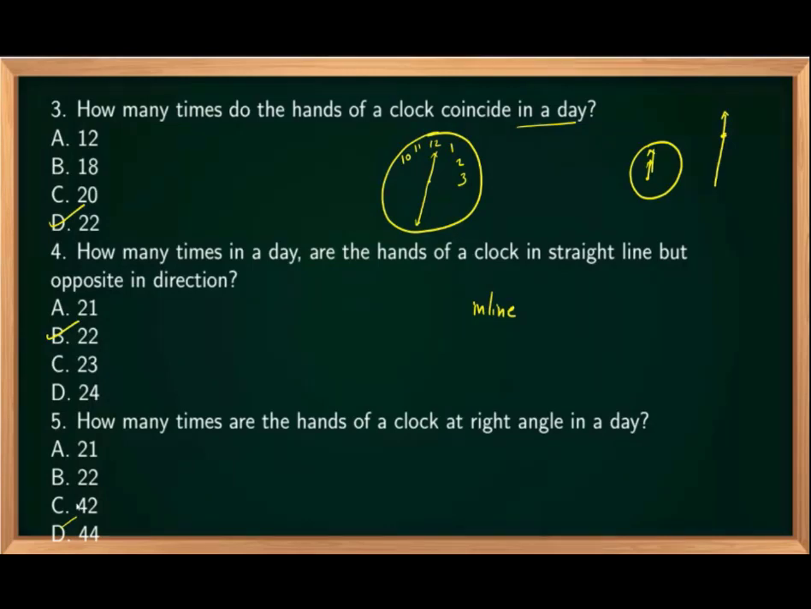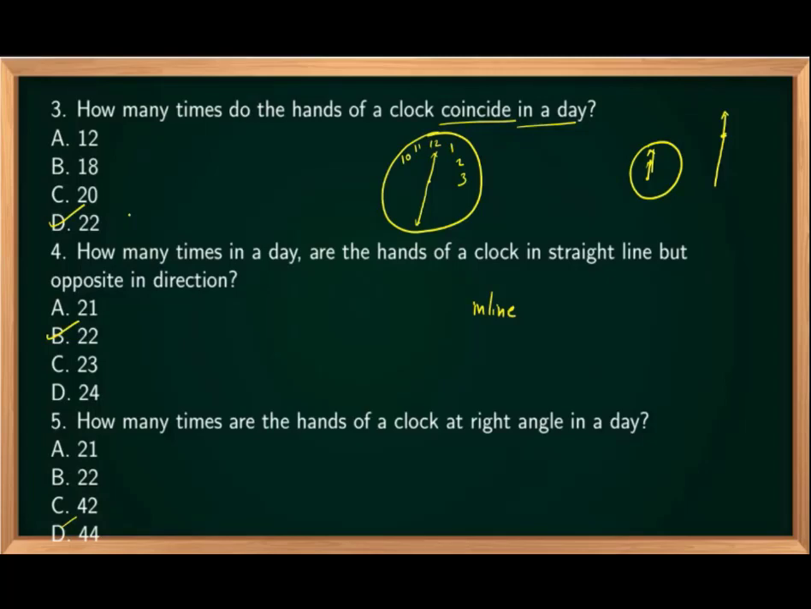First question, how many times do the hands of a clock coincide in a day? Coincide means the angle between hour hand and minute hand is 0 degrees. It will be 22 times. Next question, how many times in a day? Make sure it's asked for 12 hours or a day in the question. Next question, how many times in a day are the hands of a clock in a straight line but opposite in direction? Straight line means the angle between hour hand and minute hand is 180 degrees. It will be 22 times.